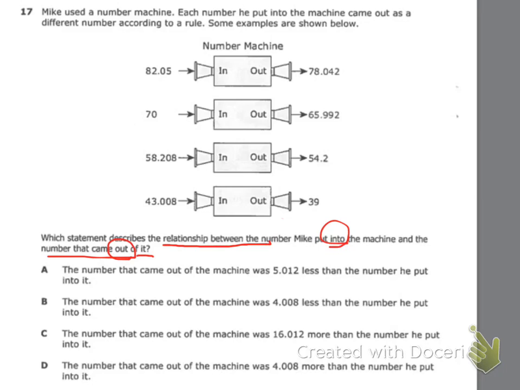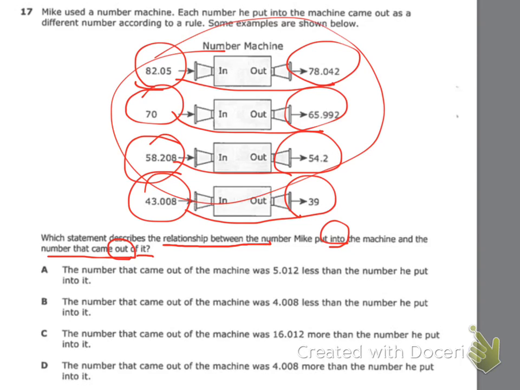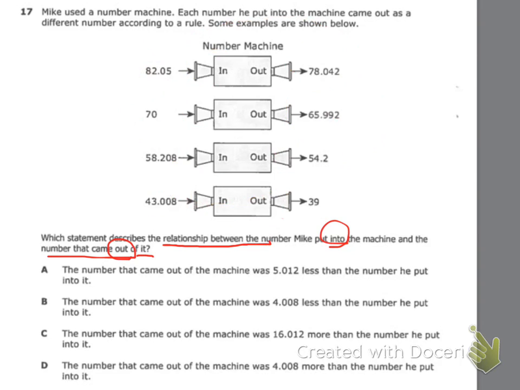We're trying to figure out, how does this number become this number? How does this number become this number? And so on. And the rule has to be the same for the whole machine. Now this is one of those few problems where I encourage you to go ahead and look at the answer choices, because that way you'll have it narrowed down.